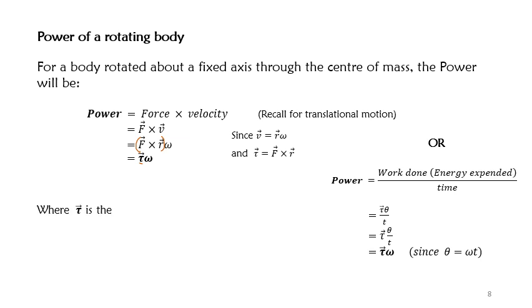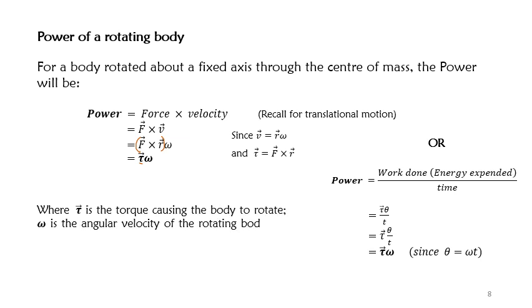So we also look at what each parameter stands for. Again, tau is the torque causing the body to rotate. Omega is the angular velocity of the rotating body. R is the radius of the body's circular part. That is the radius of the axis of rotation, or radius of rotation.